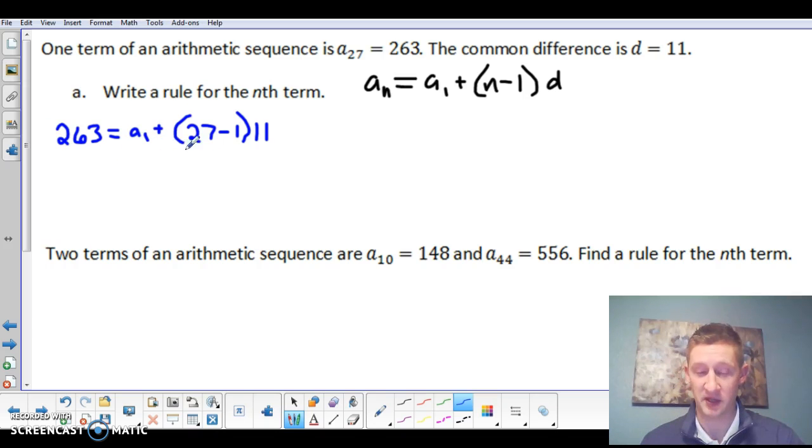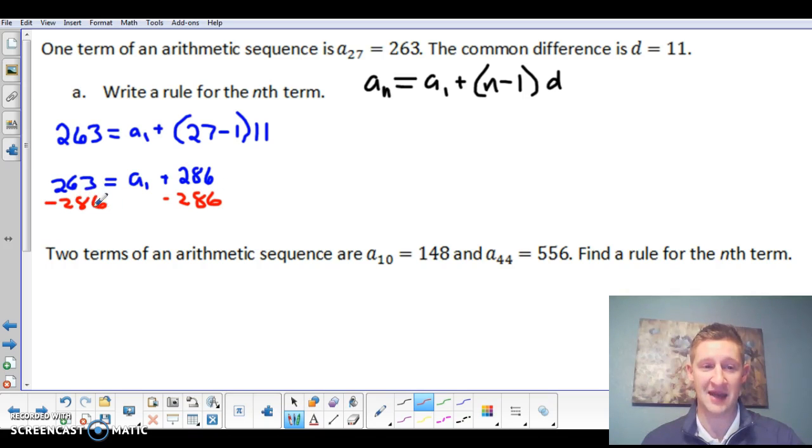If we take 27 minus 1 and multiply it by 11, you end up with 286. And again, you can type that in your calculator, check it out if you like. So I have the first term plus 286 is equal to 263. Almost there. To solve for a sub 1, the first term, we're going to subtract 286 from both sides. And when I take 263 minus 286, I end up with a first term that is equal to negative 23.